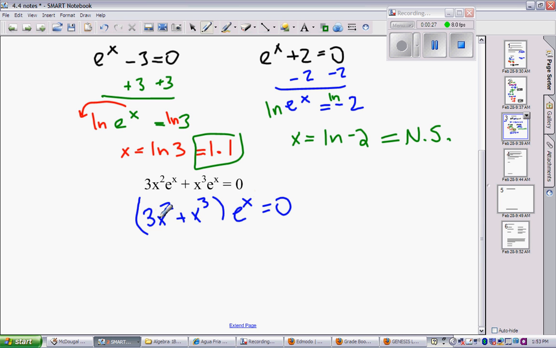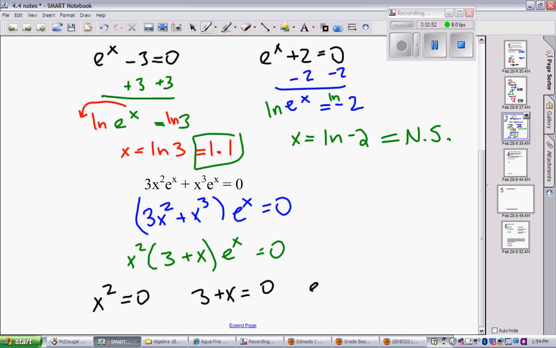We also see that there's an x squared and x to the third, so we can take out an x squared times 3 plus x times e to the x equals 0. So now we can separate and set all three items equal to 0: x squared equals 0, 3 plus x equals 0, and e to the x equals 0.